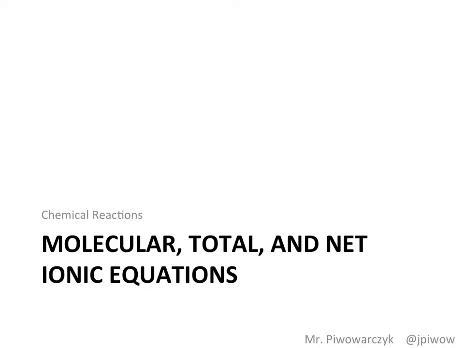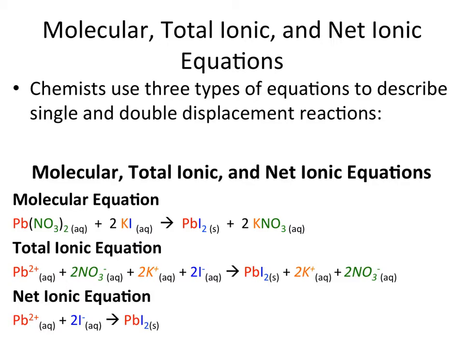Hey folks, welcome to this episode on molecular, total, and net ionic equations. We have three equations that chemists use to describe single and double displacement reactions. They all are a little bit different, but they're all related to each other. When we look at these three different equations, here we can see an example: our molecular, our total, and our net ionic.